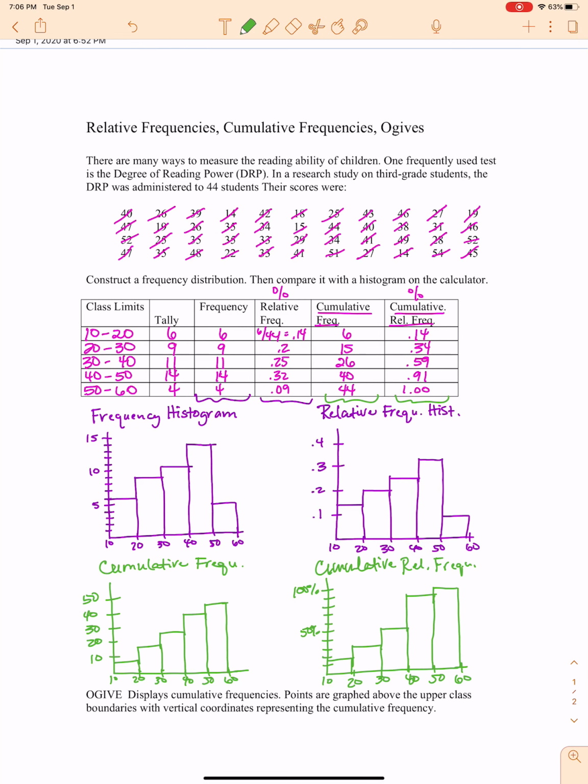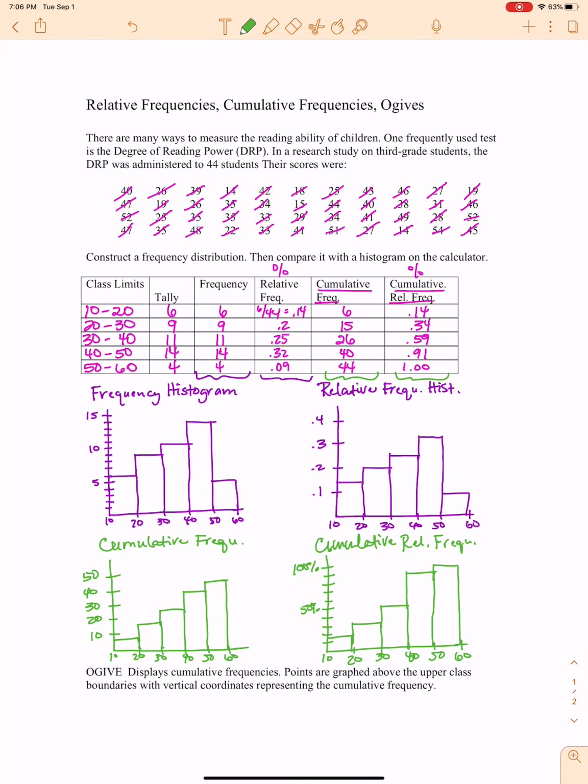Okay, AP Stat, this is your last bit of new information for Unit 1. It is the ogive. Yes, it's called an ogive. No, I don't know why. I don't know why they named it that. Maybe you should look it up.